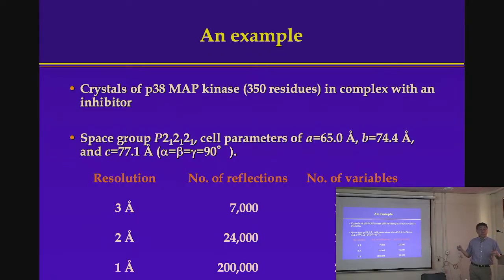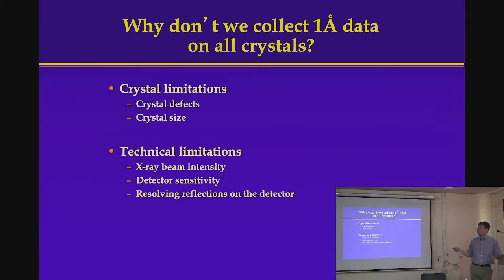So the reason you can see more detail is because you have more experimental observations. That allows you to see the detail. So now the question is, why don't we all collect data to 1 angstrom resolution? Because it's so powerful to see so much detail. Well, mostly because your crystal is not good enough.